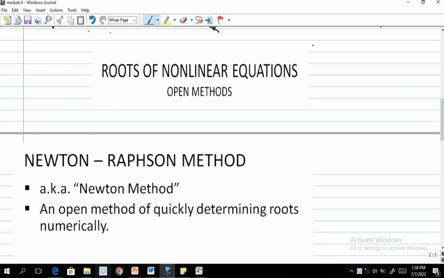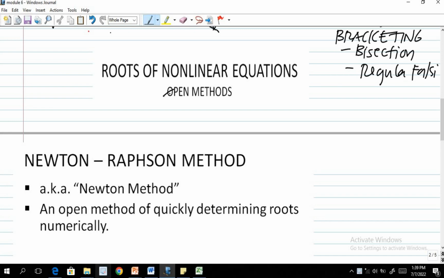We have already discussed the bracketing method. Again, just a review. In solving nonlinear equations, especially in determining the roots, we have two methods as discussed previously. We have the bracketing method and your open method. Under bracketing, we have already discussed the bisection method and your regula falsi.